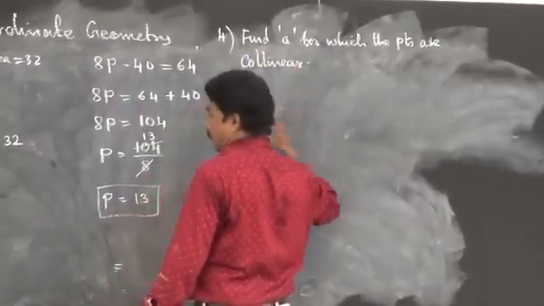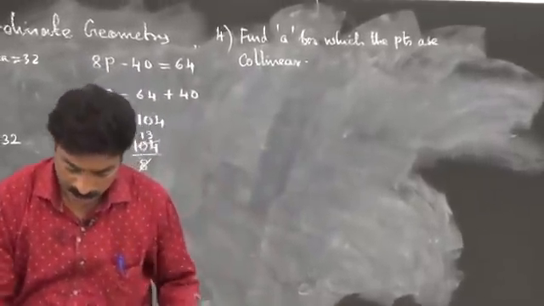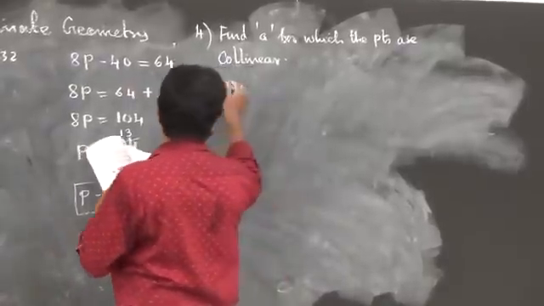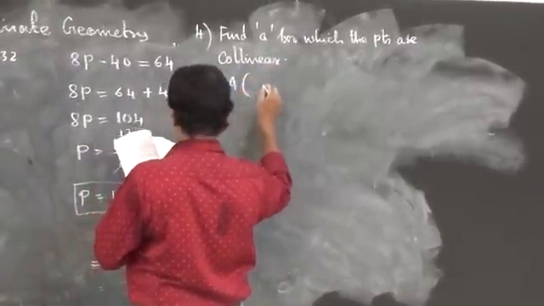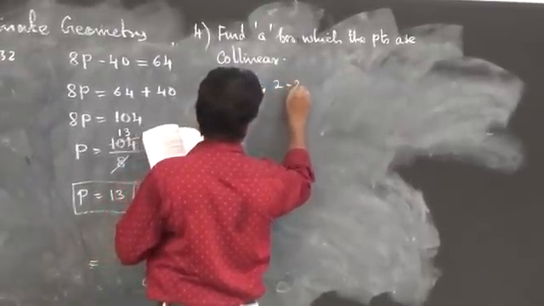Given points are collinear, so that means we know that the area is 0. I will take a little tough sum, that is with the alphabets. Since they are collinear, I am taking A, B, C. A is (a, 2 minus 2a).